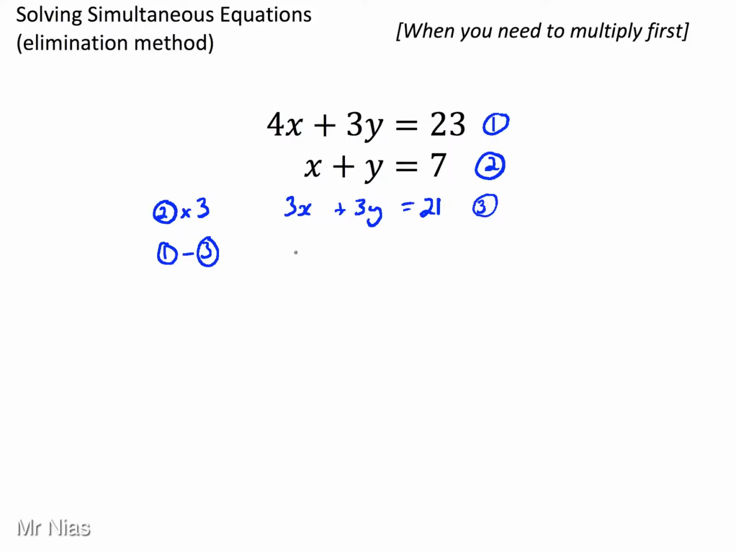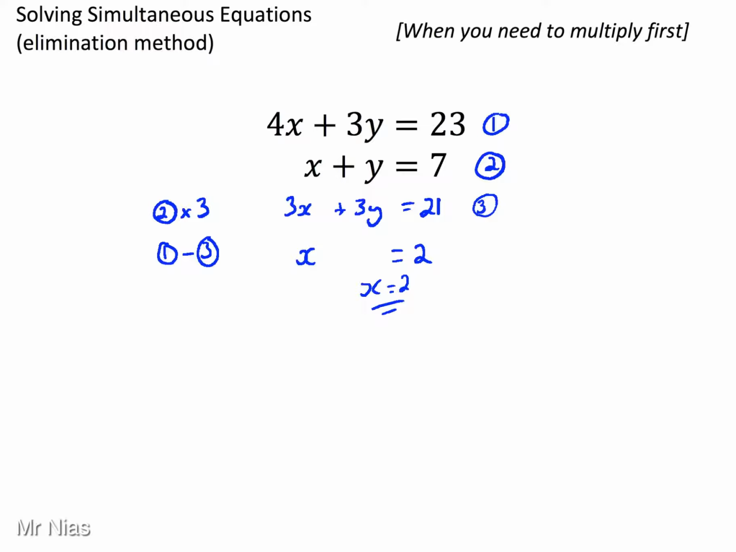So a bit more on familiar ground now. We've done this a few times before. We know the drill. We've got 4x, take away 3x in this case, because I'm doing equation 1 take away equation 3. And that will leave just a single x. I've got 3y, take away 3y, which leaves nothing. And I've got 23, take away 21, which is 2. I'm just going to neaten this up a little bit, bring it closer together. x has the value of 2 in this case.